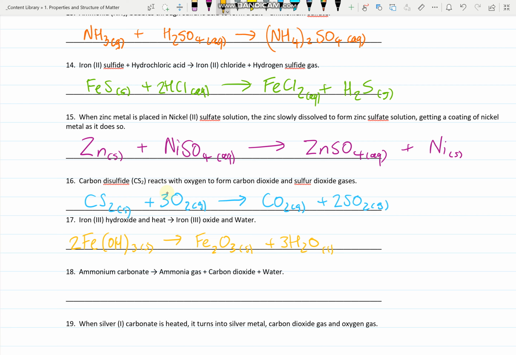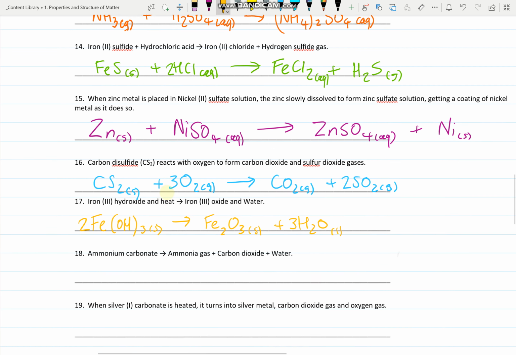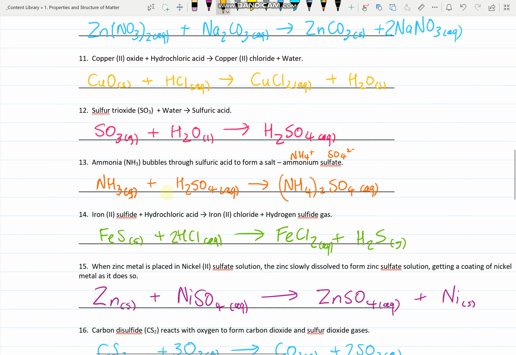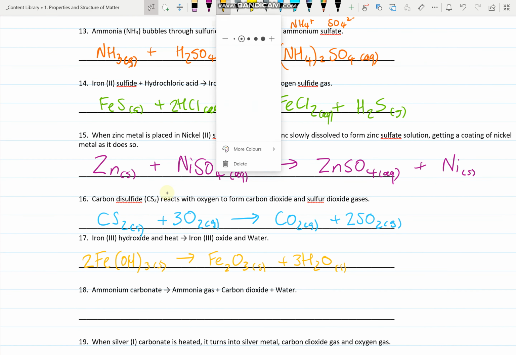And so oxygens, I got 4 in total, but I've got 6 there. So what am I going to do here? 2 ions, 3 hydrogens, 6 oxygens. Oh, I got 6 oxygens. 6 oxygens, it's all balanced. I'm just not very confident. Moving on.